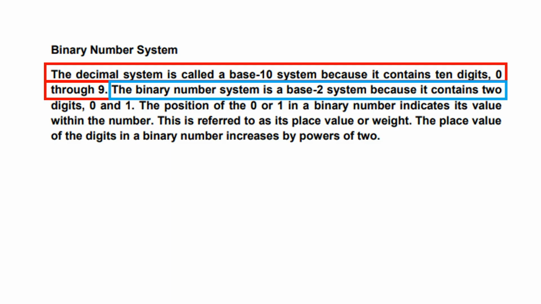So the decimal system is called a base 10. Why base 10? Because it contains 10 digits. And what are these 10 digits? That is 0 to 9. Okay? So you count 0 to 9, it's 10. So decimal, it's base 10. The binary number system is a base 2, like what I've mentioned a while ago, because it only works with ones and zeros, 2 digits, 0 and 1.